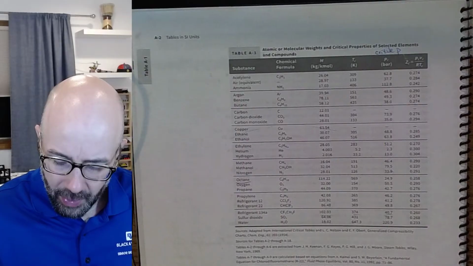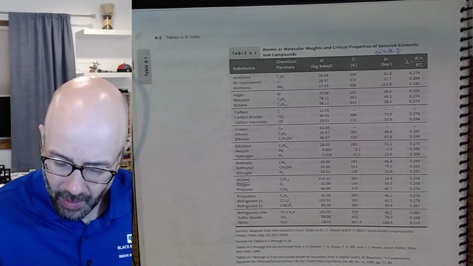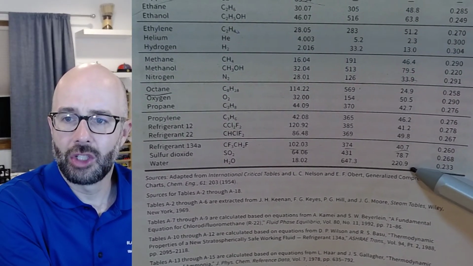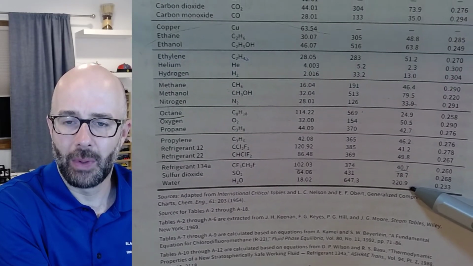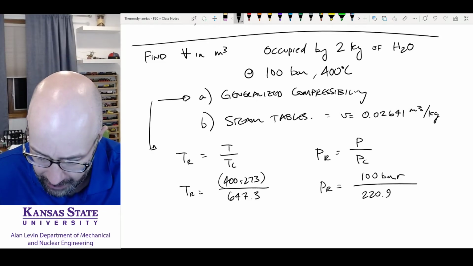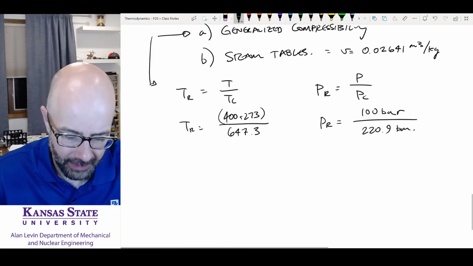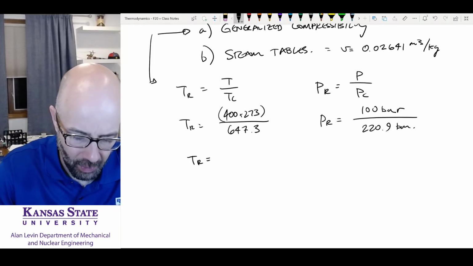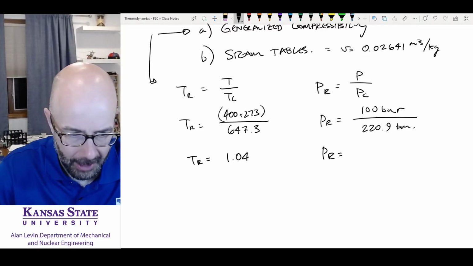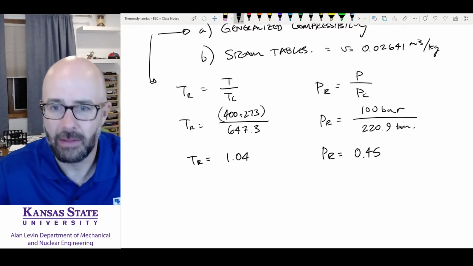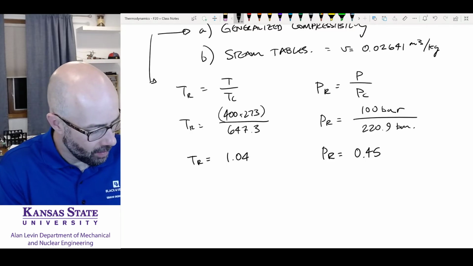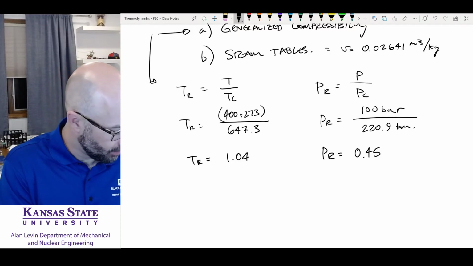And then our pressure is going to be equal to 100 bar divided by the critical pressure here. That's going to be 220.9 bar. And if we do this, we get that our reduced temperature TR is going to be 1.04, and our reduced pressure PR is going to be equal to 0.45. Okay, now we go to our generalized compressibility chart.